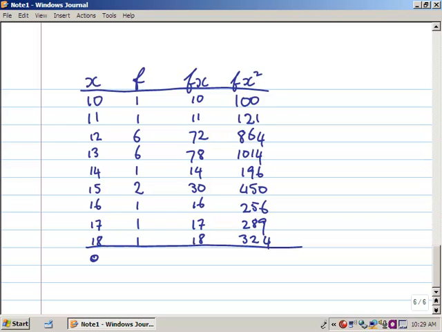Alright, then we add these columns, not the first column, not the x's. It's meaningless here. Sigma f is 20. We had 20 data points. Sigma fx, 266. Or in other words, if we added up all the x's from the raw data set, we'd find that's 266. And the final column, sigma fx squared, is 3614.